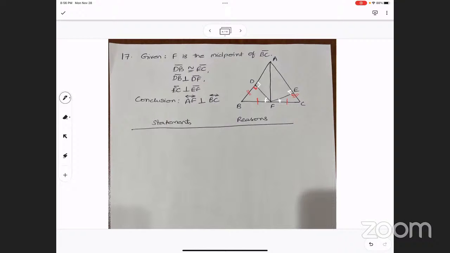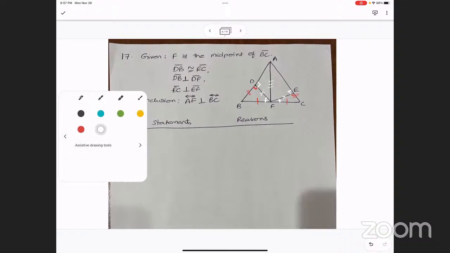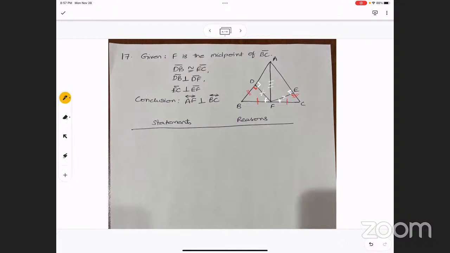Yeah. And now we have this side and this side by CPCTC, and we have this side, like you said, by itself. So that's another hypotenuse leg theorem. Hypotenuse leg theorem gives us that this angle is equal to this angle. Which means this whole angle is equal to this whole angle, but they're also supplementary. So you have that property that says they're right angles.